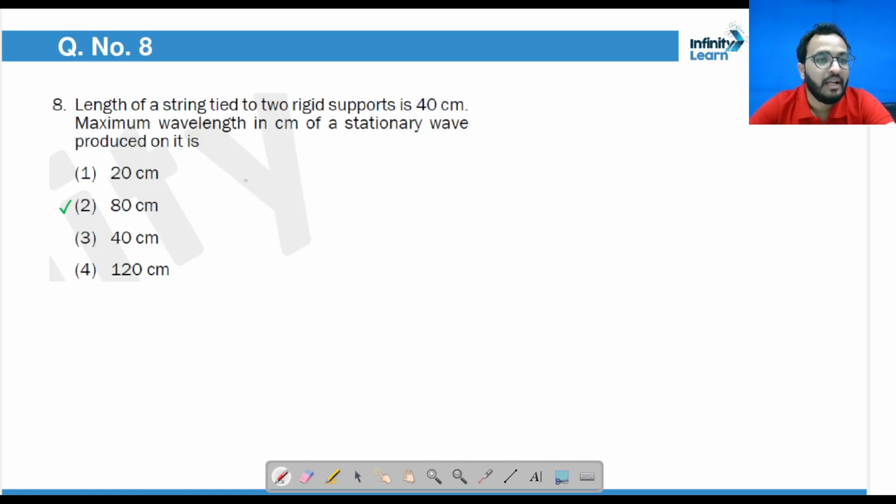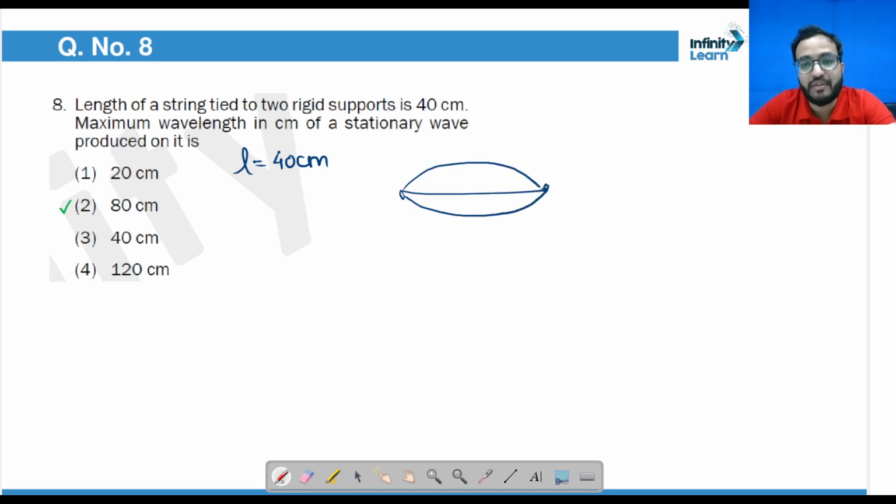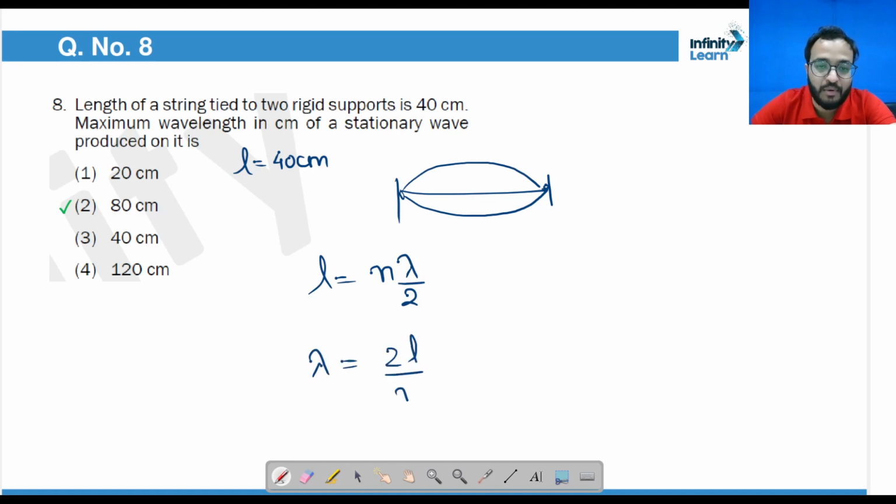Okay. The length of a string tied to two rigid supports is 40 centimeter. So length is given, 40 centimeter. Maximum wavelength. See, maximum wavelength for a stationary wave to establish. What is the condition here? For a stationary wave to establish, the condition is l equals n lambda by 2. So what is lambda? 2l upon n.